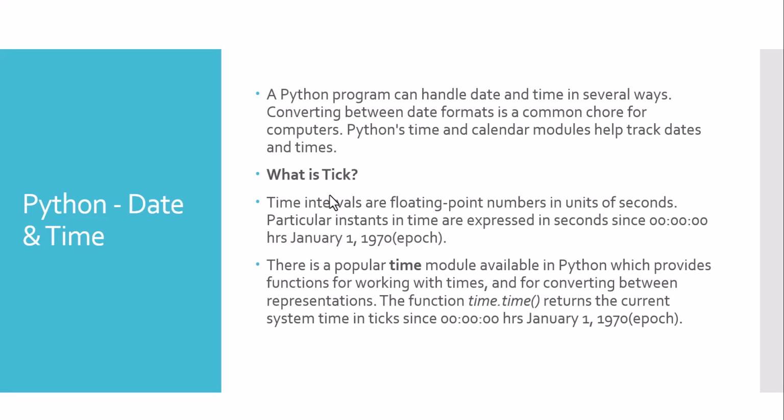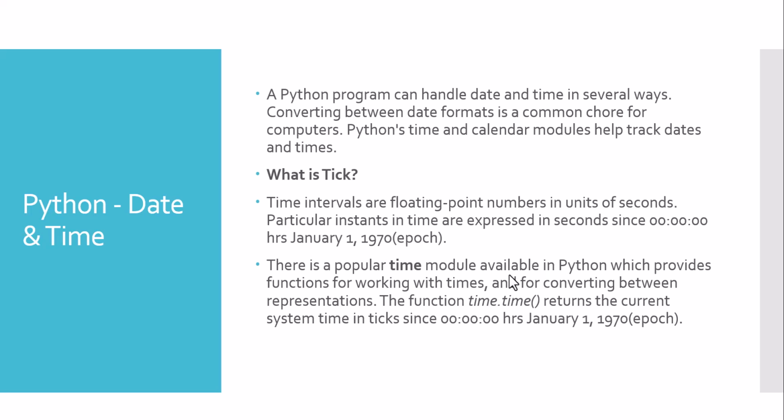Next section is Python date and time. A Python program can handle date and time in several ways. Converting between date formats is a common chore for computers. Python's time and calendar modules help track dates and times. What is a tick basically? Time intervals are floating point numbers in units of seconds. Particular instants in time are expressed in seconds since 12 AM, January 1st, 1970. Basically a tick is a time interval represented as a floating point number. That is known as a tick.